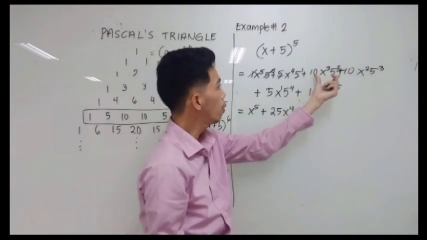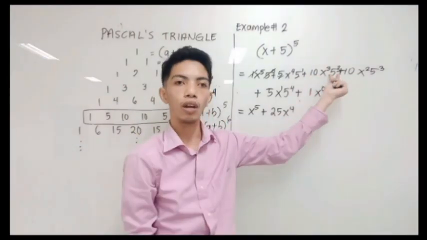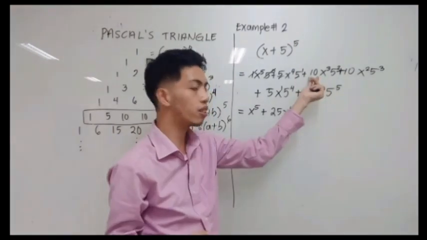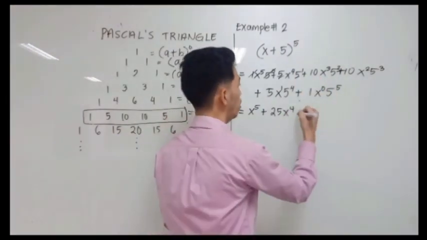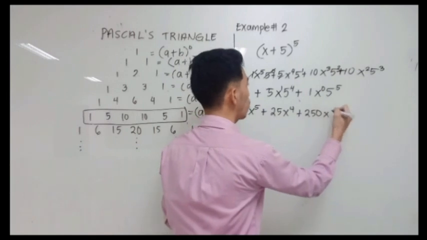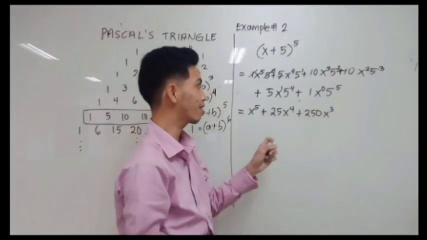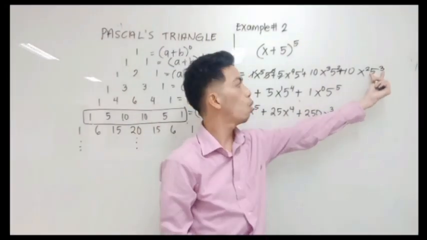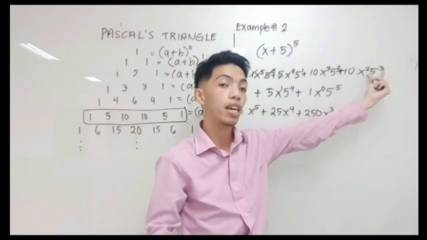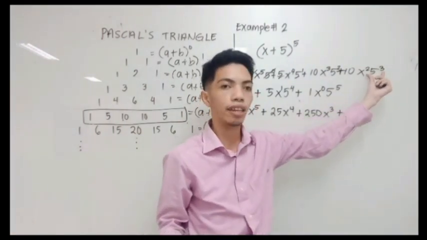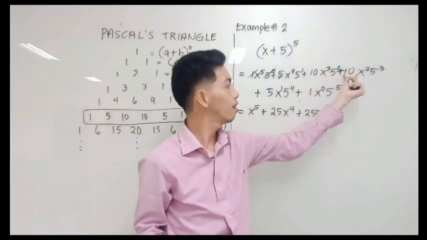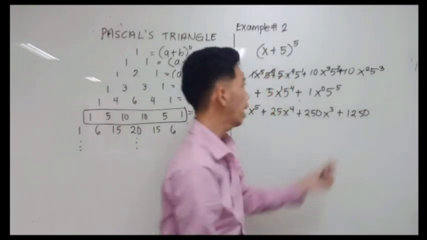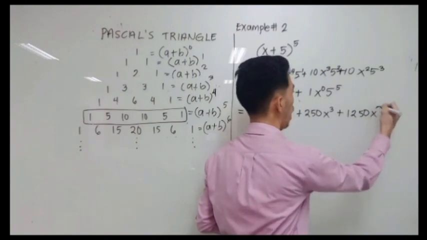Next, you have 5 squared. We all know that 5 raised to 2 is equal to 25. And 25 times 10 is 250. That is positive 250 x raised to 3. Next, we have plus 5 raised to 3 is 125. So 5 times 5 is 25 times 5 is 125 times 10, that will give us 1,250. And then you have x raised to 2 or x squared.